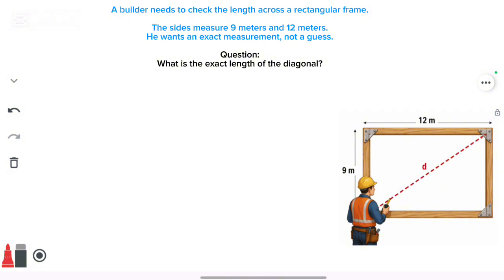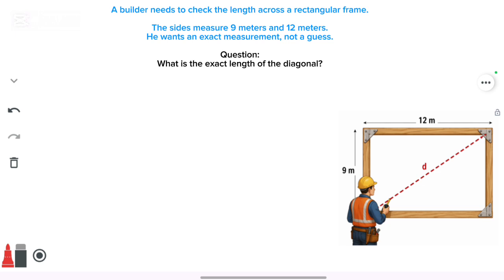Now the size measurements are 9 meters and 12 meters. Now he wants exact measurements, not a guess. So we are going to find out the exact measurements. We are going to help the builder find the exact measurements.